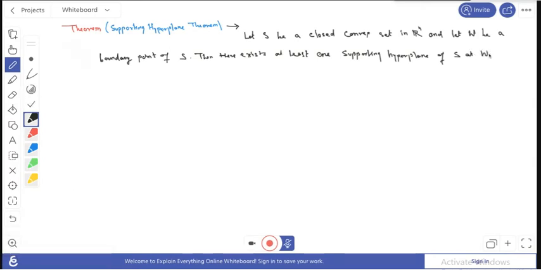Okay, so here we try to prove this theorem, and this theorem is based on the separating hyperplane theorem. Okay, so we will prove it. The time is only 6 minutes, so let's see, we will try to do it quickly. So, proof.